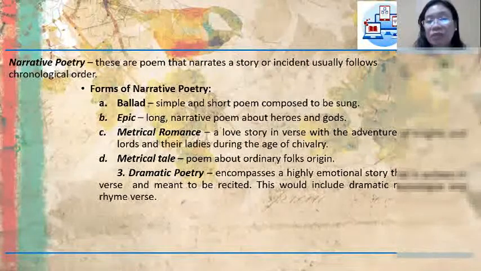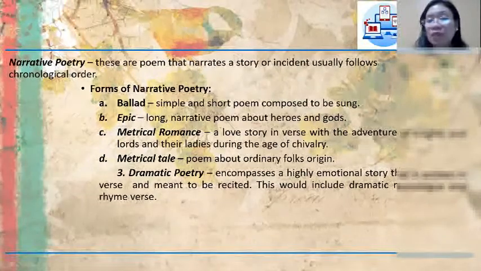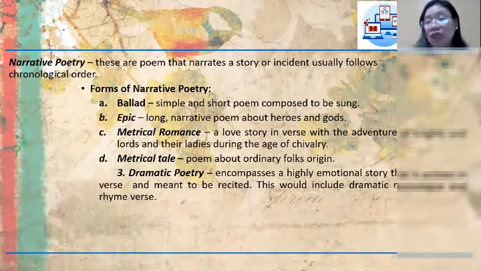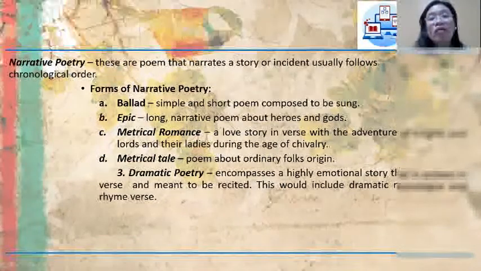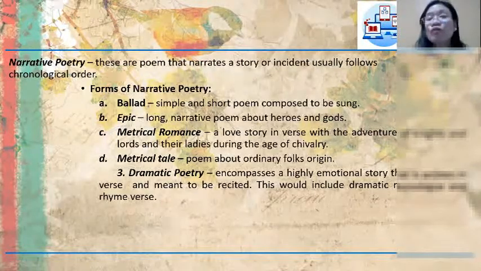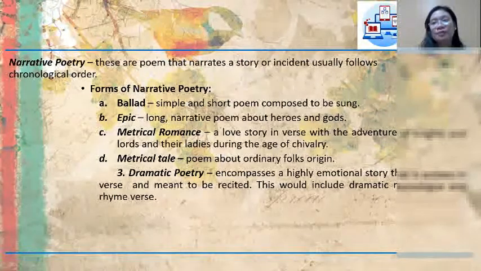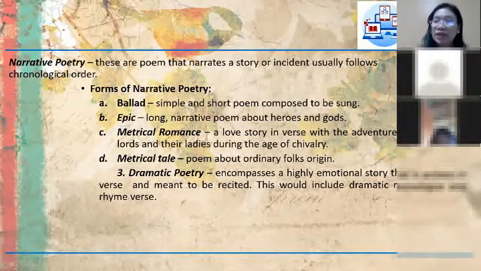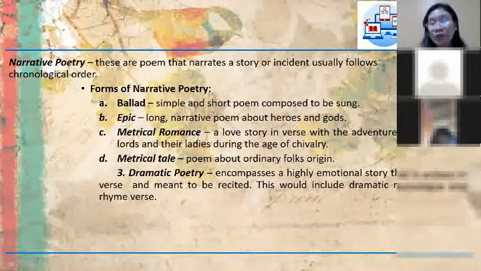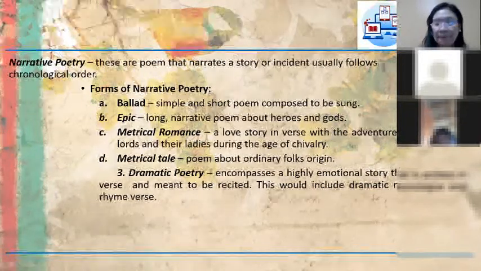And lastly, we have the dramatic poetry. Again, it encompasses highly emotional story that is written in verse and meant to be recited. And since this is dramatic poetry, it includes dramatic monologue and rhyme verse. Okay? Those are the two forms or the two major divisions of literature, the prose and poetry, and whether it is prose or poetry, it can either be fiction or nonfiction. Okay?